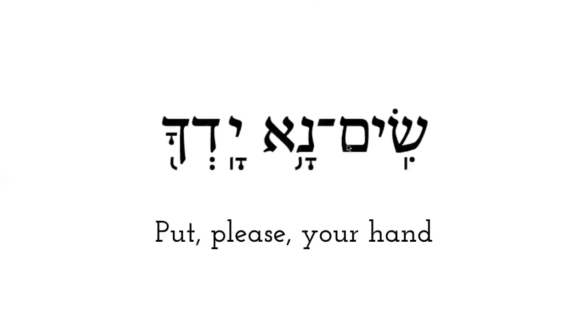So it says sim na. That's sim, put or establish. Na means please. So please put, and this is ya. Remember, this is a secondary accent mark. Yadecha. This is the main accent mark. So yadecha, and yad is hand, cha is your. So please put your hand. Yadecha. So please put your hand. Na is please. Sim is put. Yadecha is your hand. Sim na yadecha.